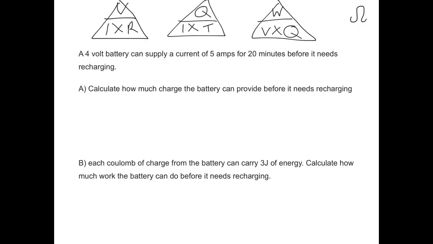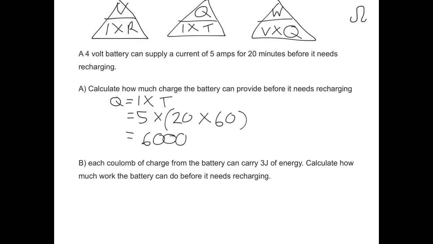And what else have I been told? Well, I've got the current because I've been told 5 amps. And I've been given the time, which is 20 minutes. So what I'm going to use is the QIT triangle. So I'm going to write out, because it's always good practice to do this, Q equals I times T. I is 5. Okay, T is 20 minutes, but remember that's not very scientific, so we're going to convert that into seconds by doing 20 times 60. And the answer here is 6,000. And like I just said, the units of charge are coulombs, so I'm going to write a capital C here.